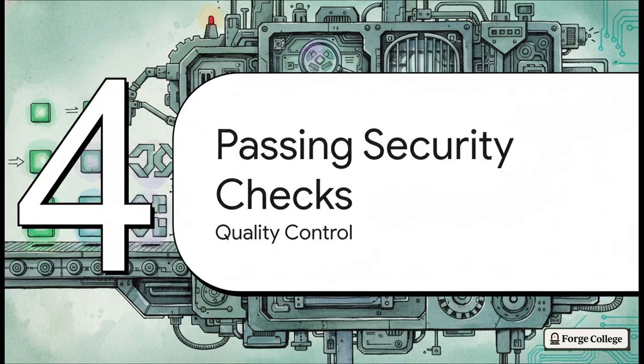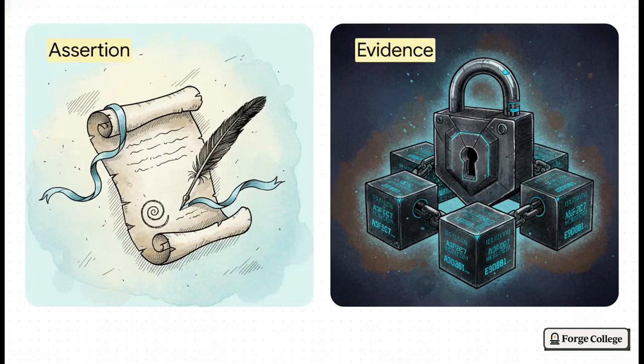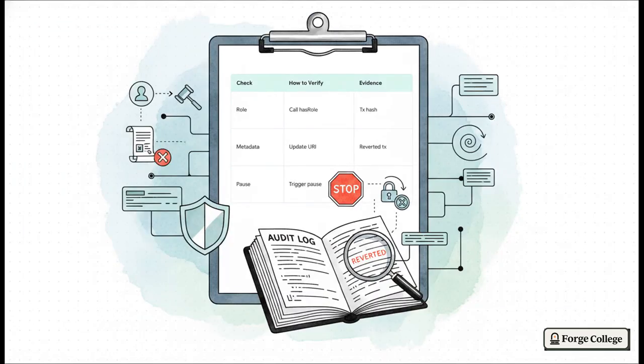Which brings us to Section 4, passing security checks, basically quality control on the assembly line. Let's take a second to compare 2 very different engineering philosophies, assertion versus evidence. Mere assertions, like claiming your contract is totally secure just because you left a really nice, well-written comment in your code, yeah, that just doesn't cut it. We need hard evidence. We're talking about proving your security using actual, real transaction hashes and test logs. As master engineers, we don't just walk around saying a system is secure. We prove it using undeniable, immutable, on-chain data. No exceptions. Here's the specific quality control checklist we use on the clipboard.